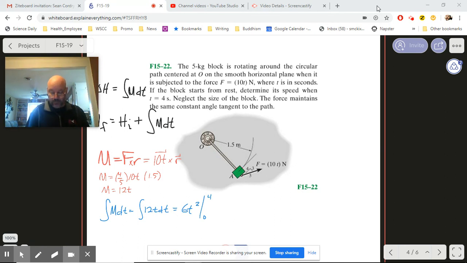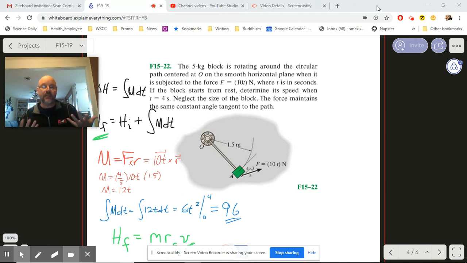96. 96 is what I'm getting here. So this is 96. Okay. Once we have that, okay, we come up here and we do things just like we did before. We calculate. Of course, this time the initial angular momentum is 0, and we use our relationship where that final angular momentum is m, r final, v final, okay, and solve for the speed. That's all there is.